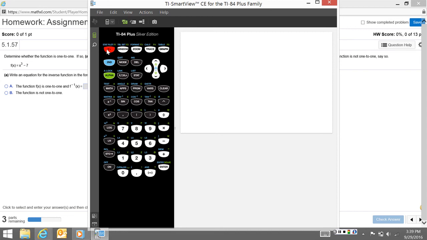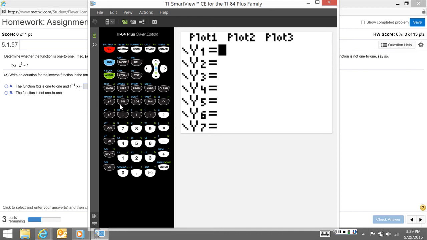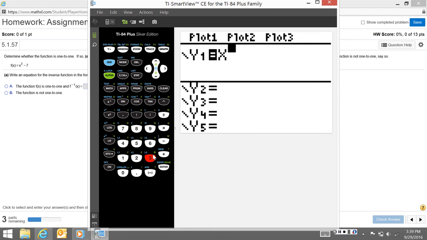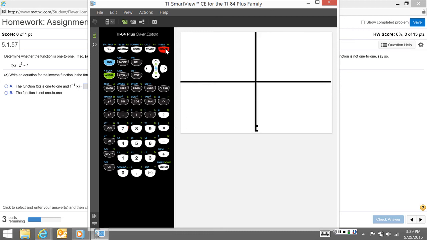Remember, f of x is just y, so I'm going to go here to y, and I'm going to put in x to the third minus 7. Make sure that you get out of the exponent. It'll a lot of times keep you up there. And then I'm going to go to the graph. And this is quickly going to give me my graph.